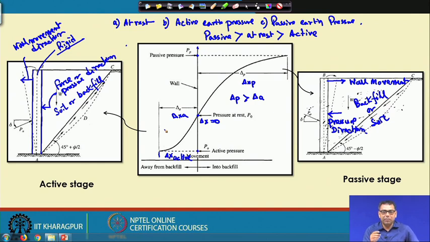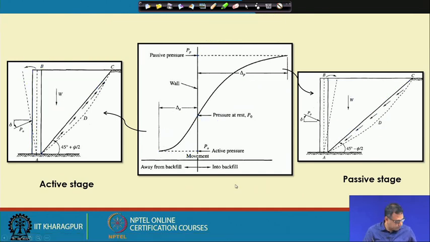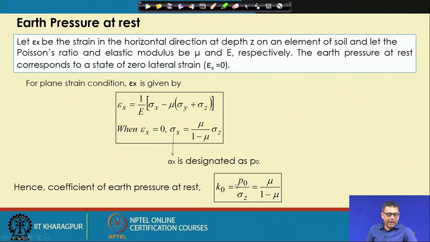We will discuss one by one how we calculate these three pressures on a retaining wall or earth retaining structure. The first is the earth pressure at rest. Now, this is the strain. Epsilon x is the strain in the horizontal direction at depth z of an element.